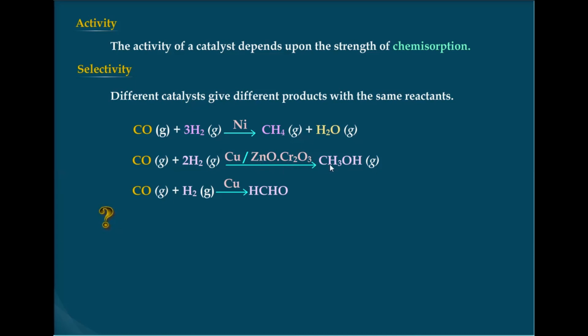In the second one, copper, zinc oxide, chromium trioxide is used as a catalyst. The product changes to methanol. In the third one, copper is used as a catalyst. The product formed is formaldehyde. So that is why I told you earlier, a given substance can act as a catalyst only in a particular reaction, not for all the reactions. And the selectivity of a catalyst means it is the ability to direct a reaction to yield a particular product.